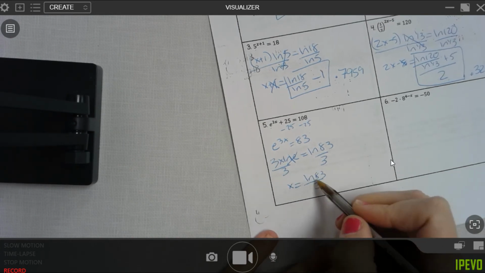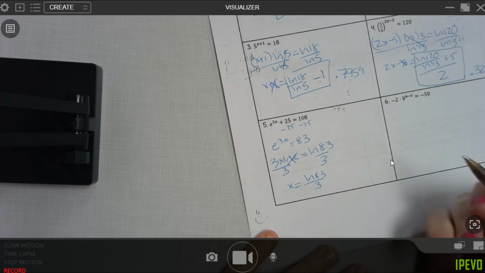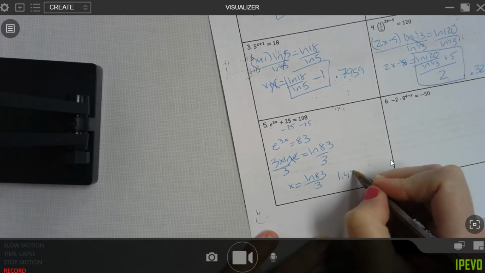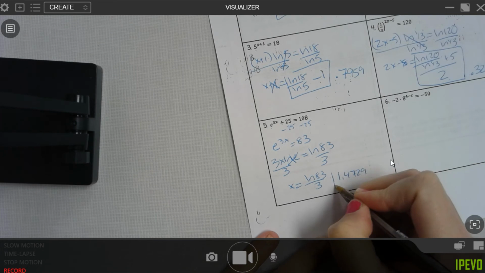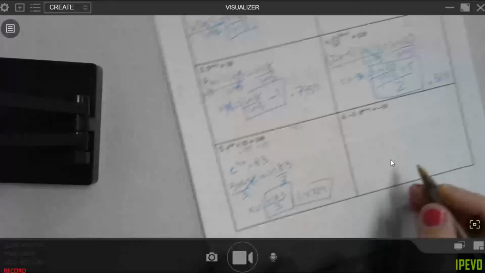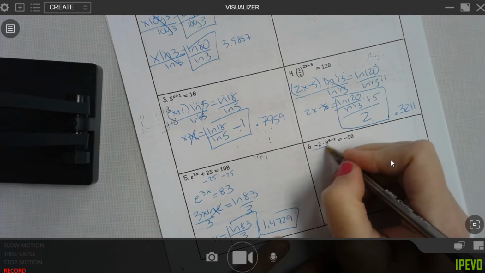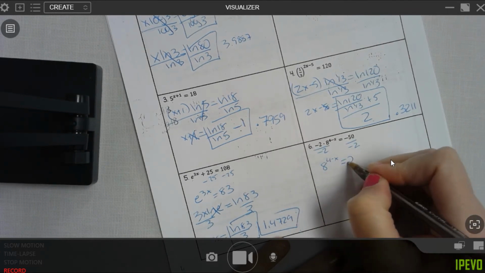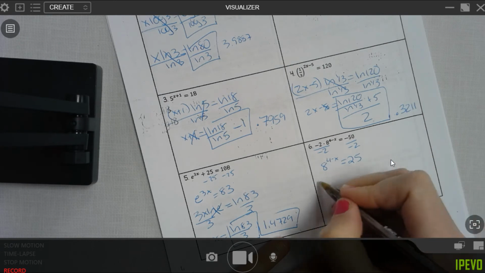So this is natural log of 83. You have to get that answer and then hit divide by 3. That should be about 1.4729. I'd prefer if you left it as natural log of 83 over 3. So the first thing I'm going to do here is divide by -2. I'm going to natural log both sides.